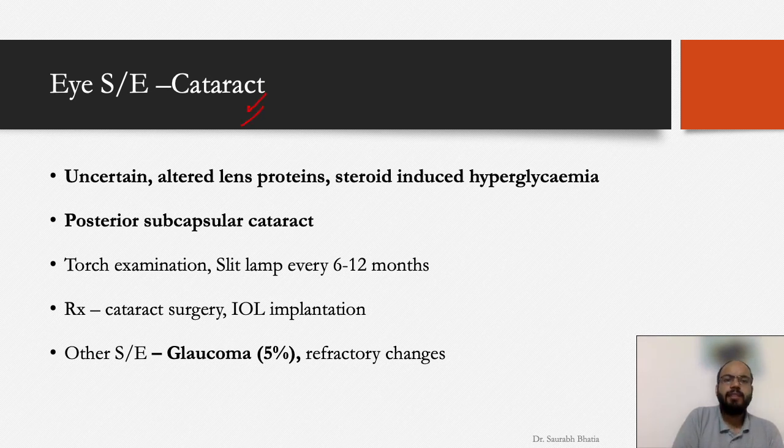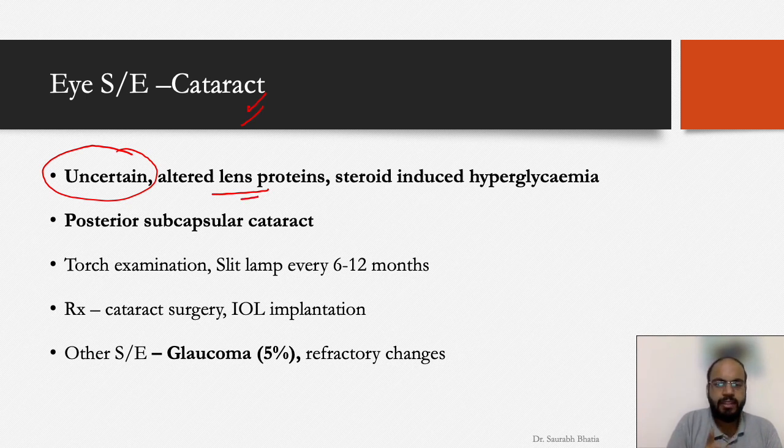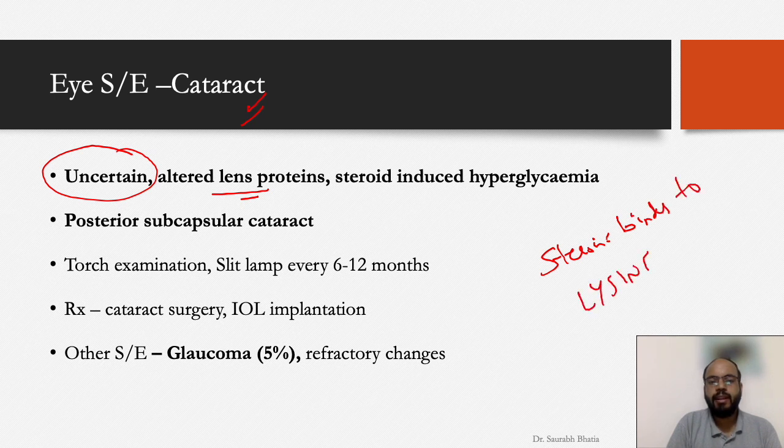Coming to ophthalmic side effects, the major side effect is cataract. How steroids cause cataract is very uncertain, and altered lens proteins have been implicated. Now, how do these lens proteins get altered? It is mentioned that steroids bind to lysine, and lysine is an important amino acid in our eye lens. And because of binding, it leads to clumping and cloudiness of the lens, causing cataract.